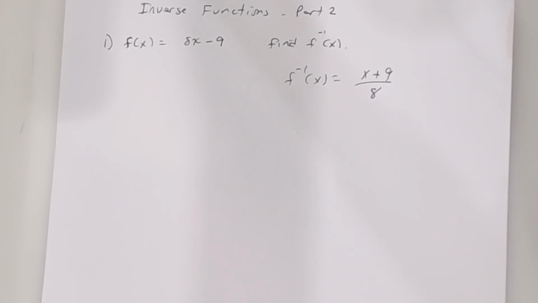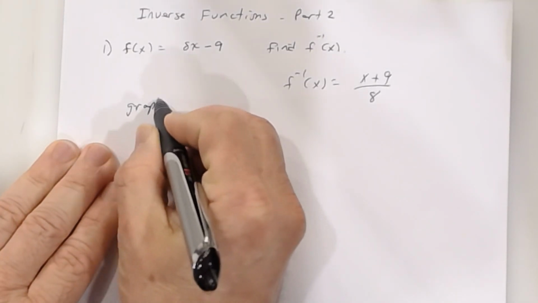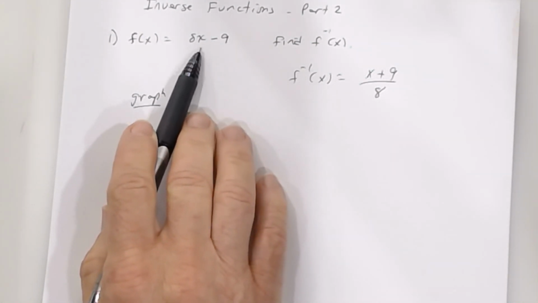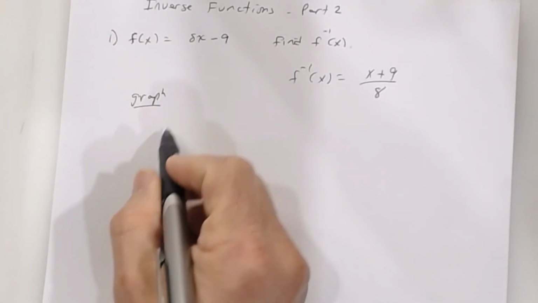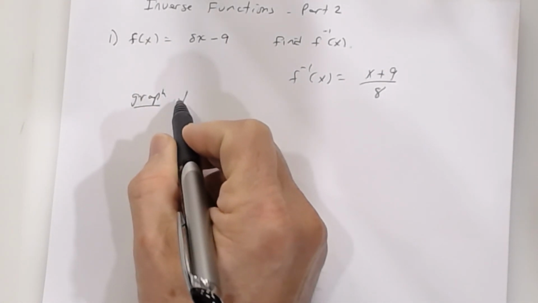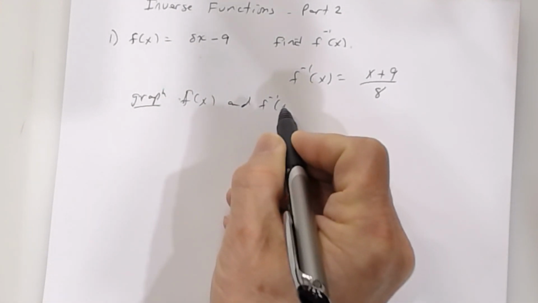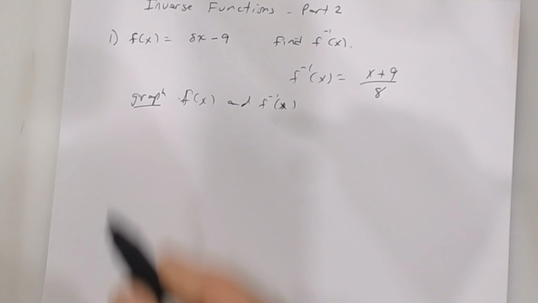Now, let's go ahead and graph those two functions. Remember, when graphing the function f, I'm going to use 3 points. So graph f of x and f inverse of x. These are both linear functions, and to graph linear functions you just need 2 points, but I'm going to plot 3 of them. So I'm going to use a t-table.